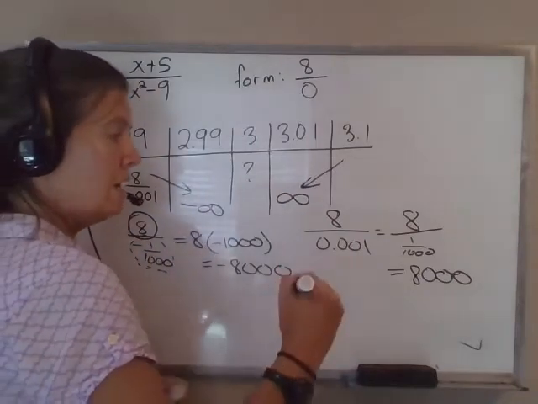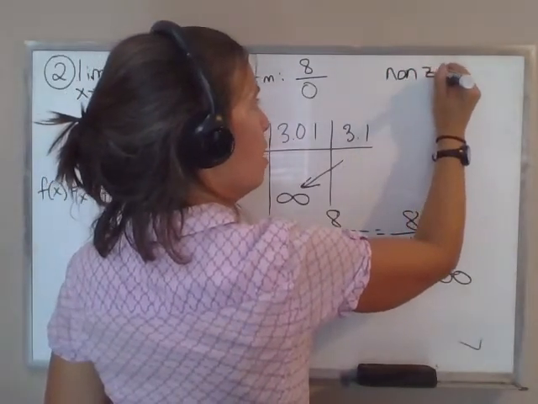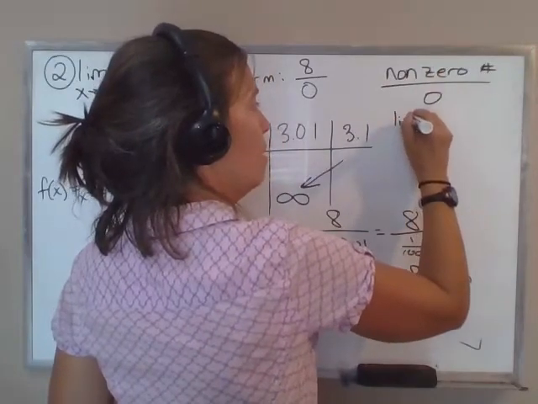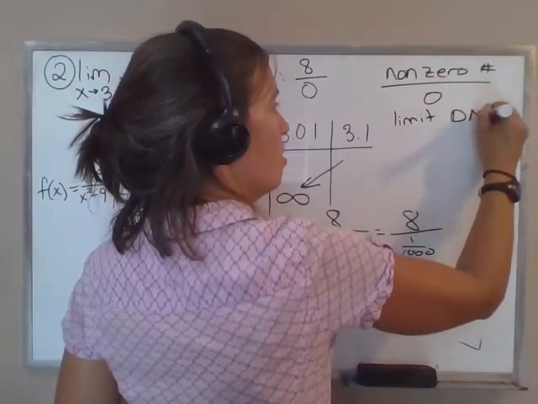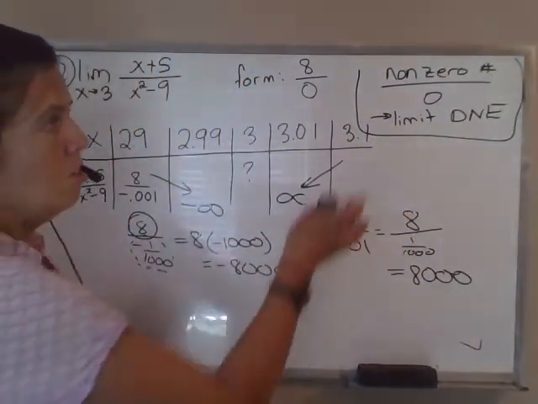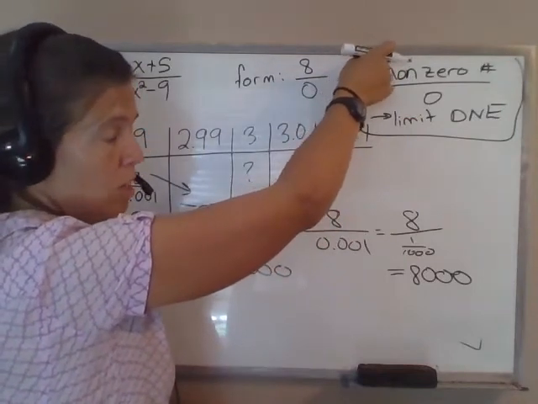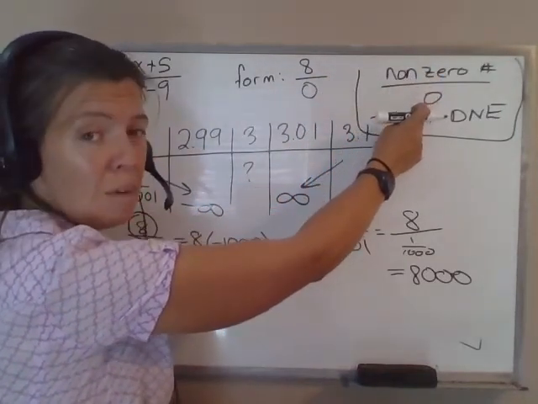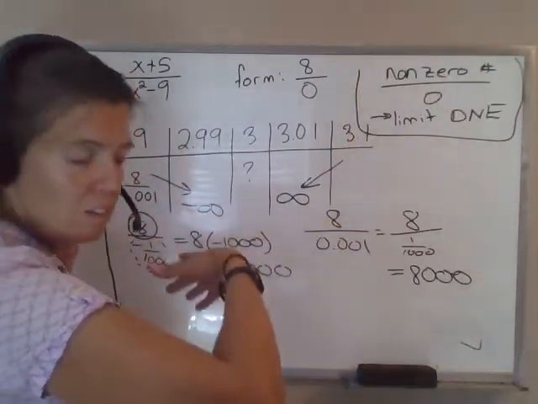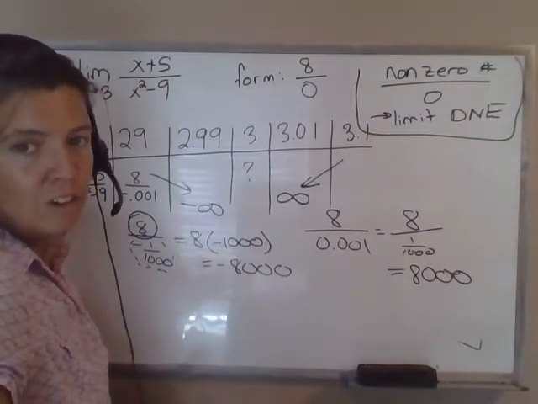But the takeaway here is that anytime you have a limit of the form some non-zero number over 0, then that limit does not exist. That's because this ratio, a finite positive or negative number over a tiny number, because the denominator isn't really 0, it's something really, really close to 0, is either approaching infinity or negative infinity. And so the limit doesn't exist.